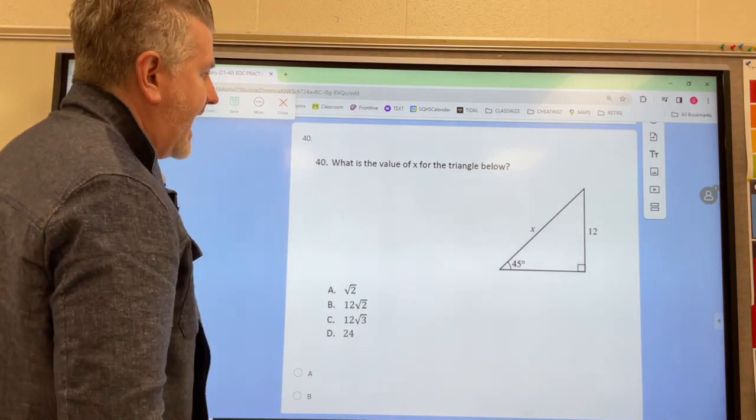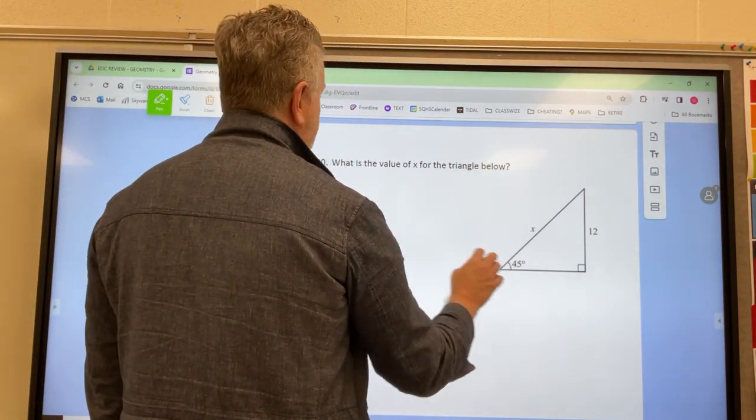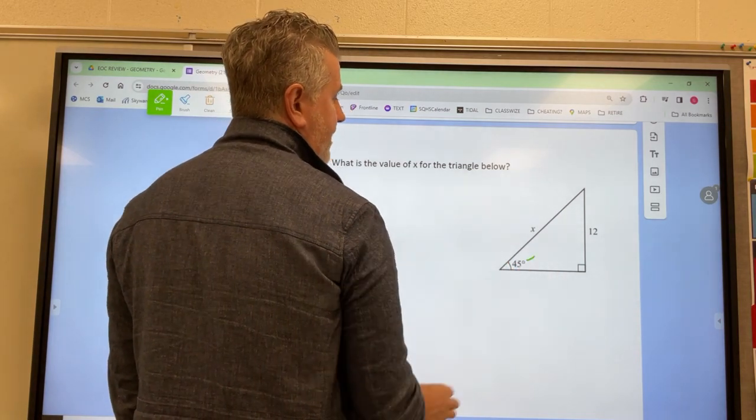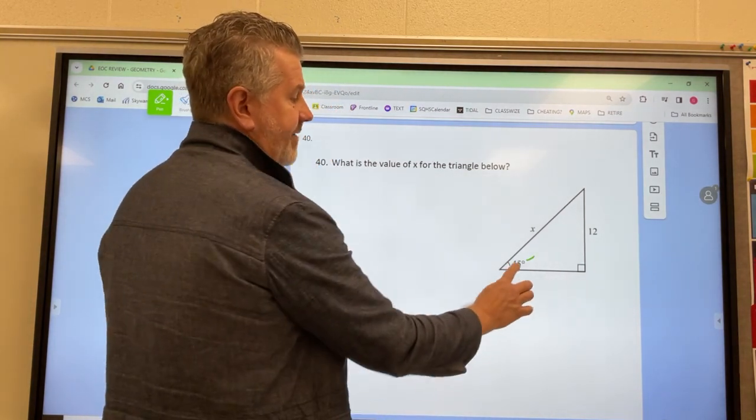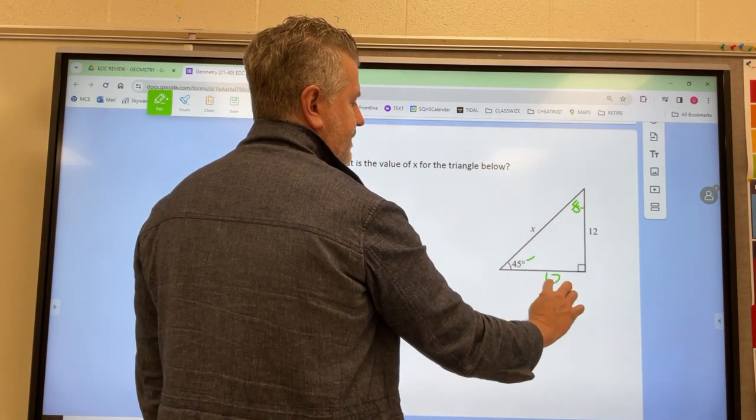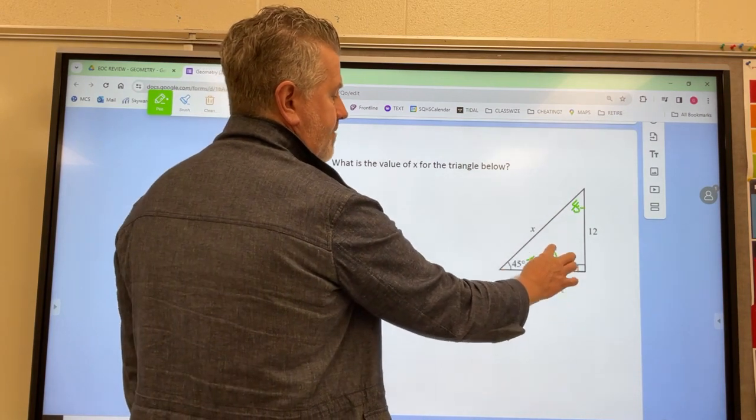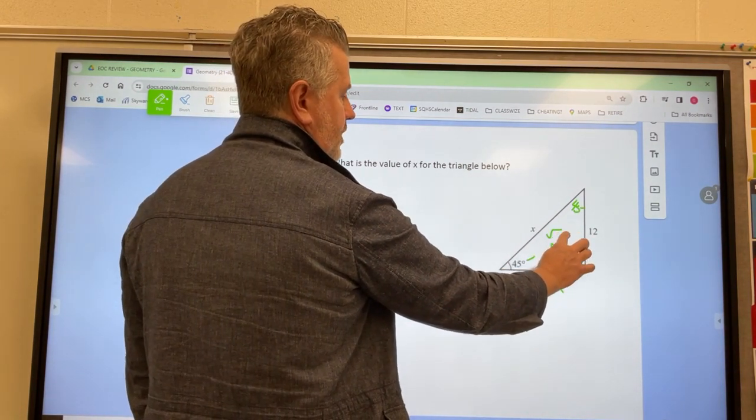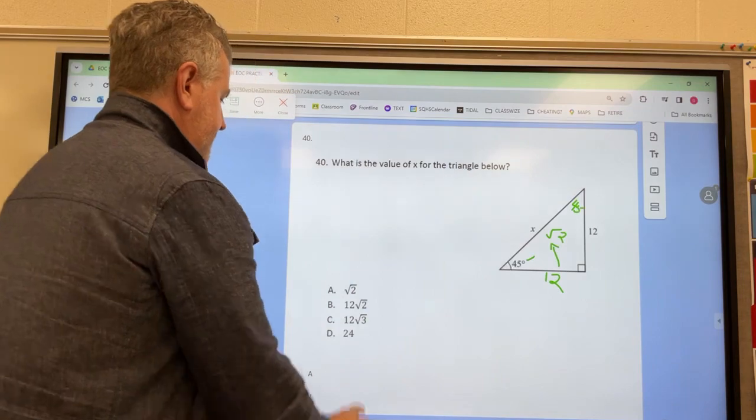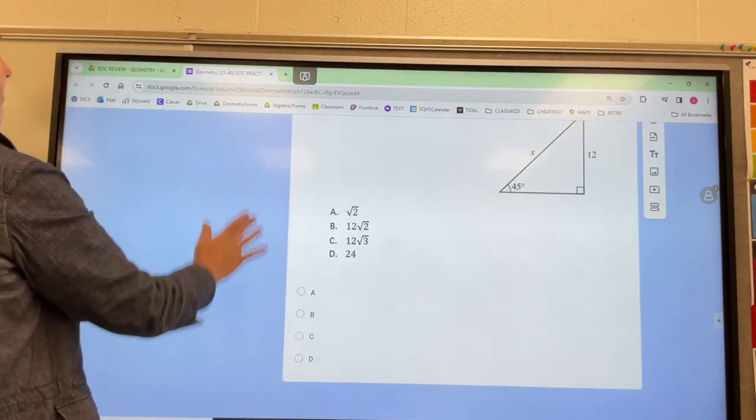So what is the value of x? So we can't use Pythagorean theorem because we would need to know this side here. So we're going to talk about the angle 45. Well, it's a 45, 45, 90 because if you subtract, you realize that has to be 45. So that means this is 12 also. And then on a 45, 45, 90, we multiply by the square root of 2 to get to here. So it's going to be 12 root 2. And that finishes up 21 through 40.